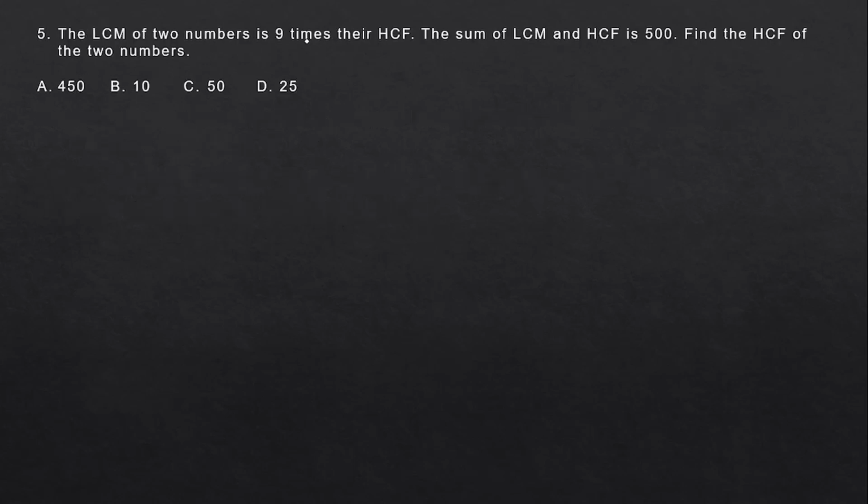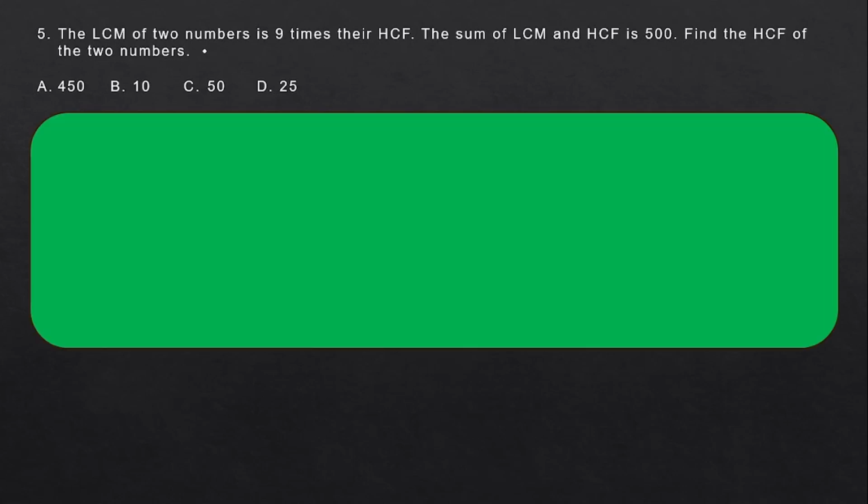Okay, so the last question. LCM of two numbers is 9 times their HCF. The sum of LCM and HCF is 500. Find the HCF of the two numbers. In such questions, it is always better to assume what we don't know as x. So, we assume let HCF of the numbers be x. Here they are saying the LCM of the same numbers is 9 times their HCF. So, therefore, the LCM of the numbers can be written as 9x.